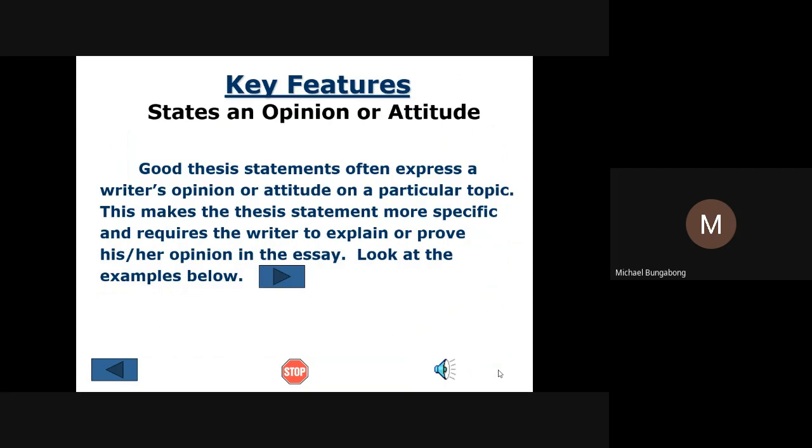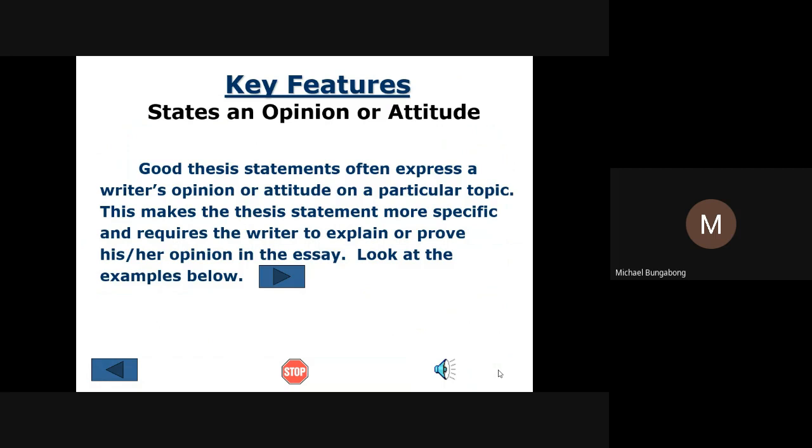States an opinion or attitude is another key feature of what we call thesis statement, okay? A good thesis statement, class, often expresses a writer's opinion or attitude on a particular topic. We have a negative connotation when it comes to attitude, no? Kasi ginagamit natin to, attitude ka, or parang feeling natin negative impact. But I just want you to know that the attitude that I am referring to is the lesson or the learning that you got because of that experience, or maybe not just the experience, but the values that you got from the talents that you have, no? So ganyan ang gusto kong palabasin dito.